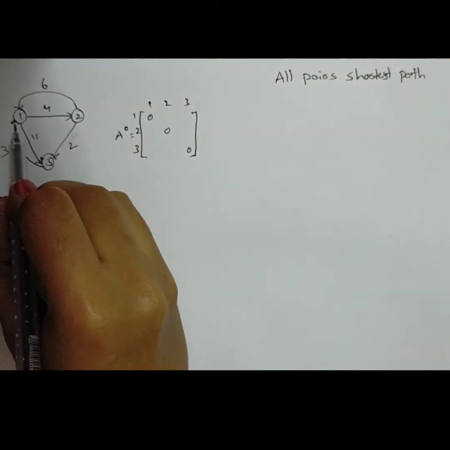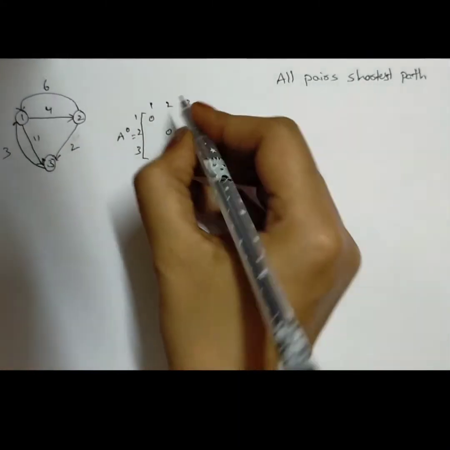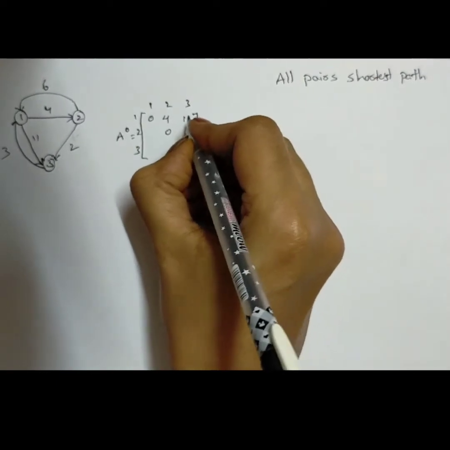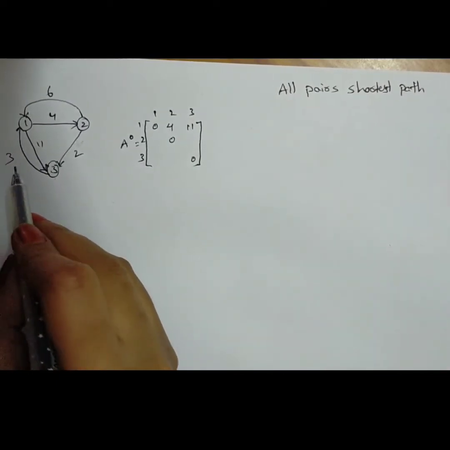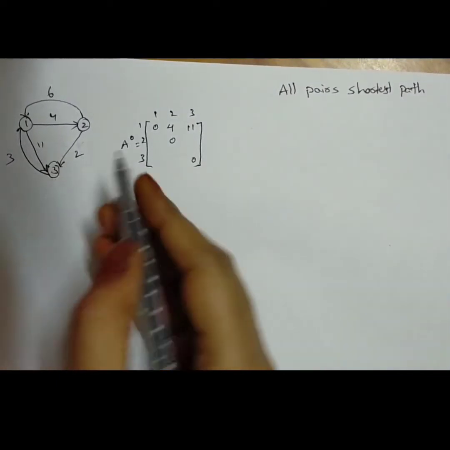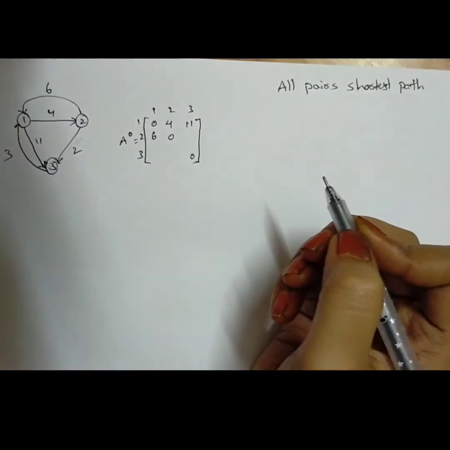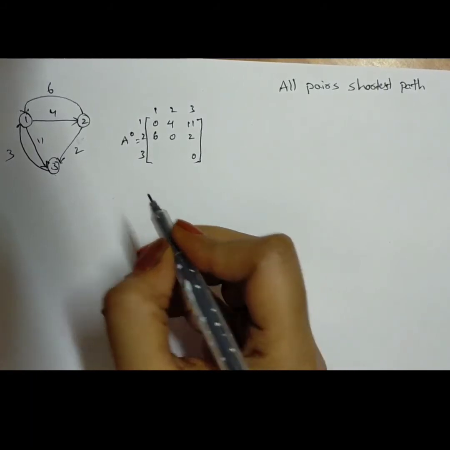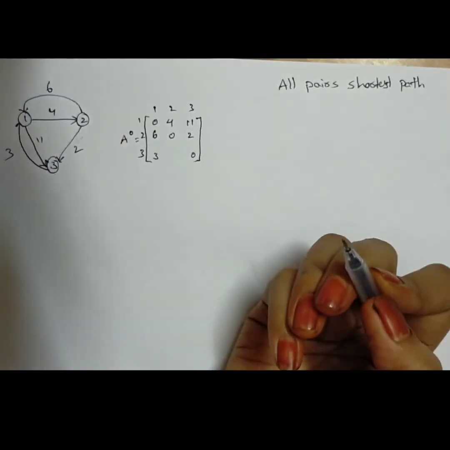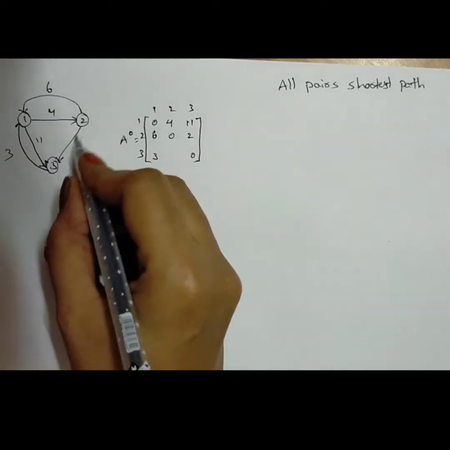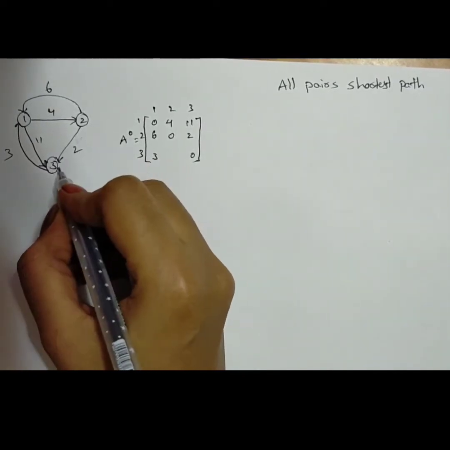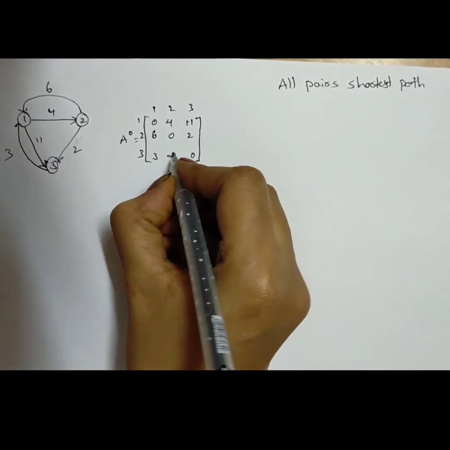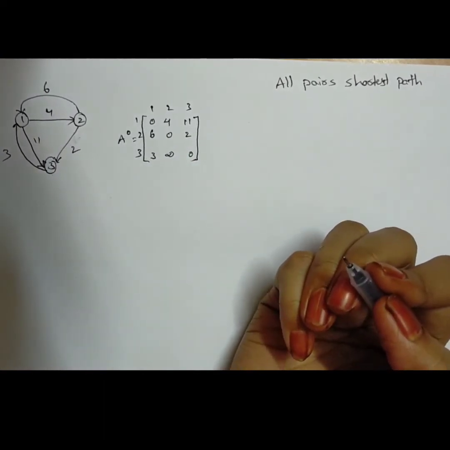Now the distance from 1 to 2 is 4. Distance from 1 to 3 is 11. Distance from 2 to 1 is 6. Distance from 2 to 3 is 2. Distance from 3 to 1 is 3. Distance from 3 to 2: there is no edge representing the distance from 3 to 2, so it will be noted as infinity.